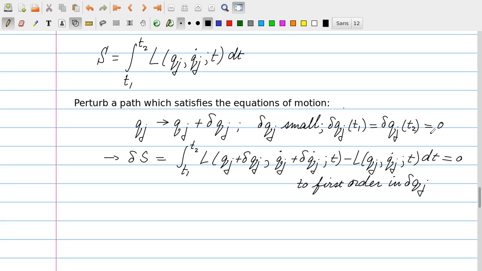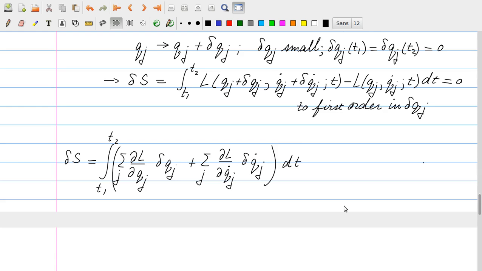And so for these we need to work out this condition, namely that delta S is 0 to first order in delta QJ. And in order to proceed, we should do a Taylor expansion in these delta QJs. And here is this Taylor expansion. So we expand in the delta QJ and in the delta Q dot J.